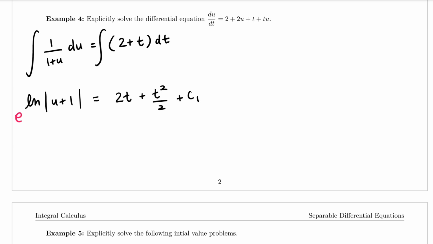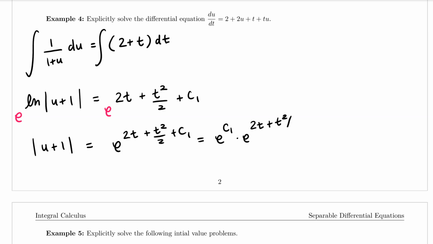From here, I'm going to e both sides, and then on the left side, we're left with the absolute value of u plus 1 is equal to e to the power of 2t plus t squared over 2 plus c1. Now, here's what I'm going to do. This is equivalent to e to the c1 times e to the 2t plus t squared over 2.